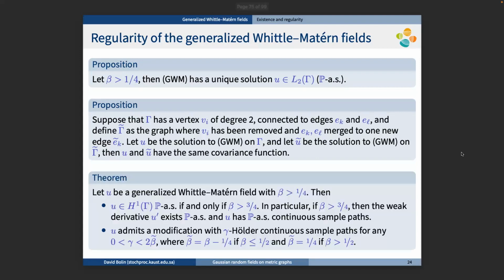And we have the same type of, so this smoothness parameter, I know that it now changed to beta, it was called alpha before, has the same role as in the easier non-generalized case. So it determines the Hölder continuity of the sample paths and the differentiability of the sample paths.